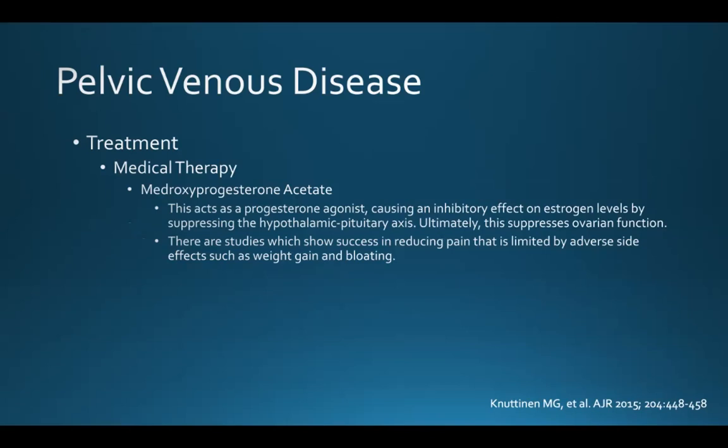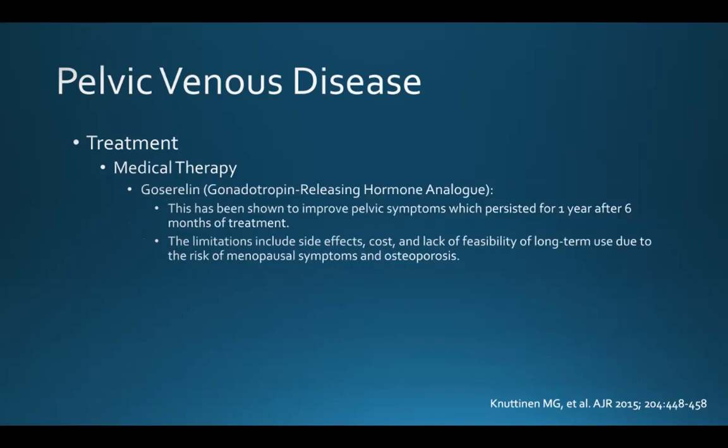Medroxyprogesterone acetate has been shown to work in this setting. It acts as a progesterone agonist, causing an inhibitory effect on estrogen levels by suppressing the hypothalamic pituitary axis. Ultimately, this suppresses ovarian function. There are studies which show success in reducing pain that's limited by adverse effects such as weight gain and bloating.